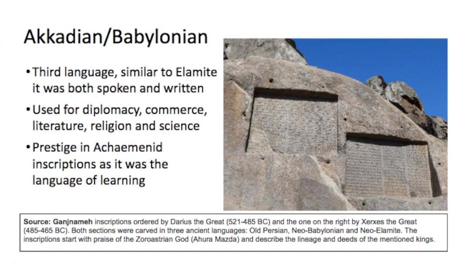And you see again another trilingual inscription here. This is called Ganjnameh, and here you see the first one by Darius the Great, and on the right is another inscription by Xerxes. The inscriptions very similarly start with praise of the Zoroastrian god Ahuramazda, and describe their lineage and the deeds of the mentioned kings. So again, these official trilingual inscriptions are very important for understanding not only the kings themselves, but also how communication was set up around the empire.